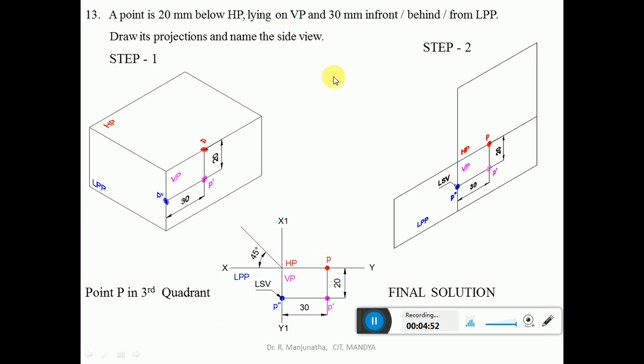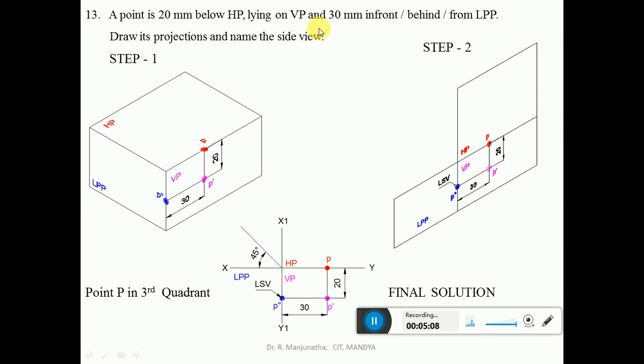So when you look from the left side view, we can see the distances of both the front view as well as the top view. So the front view distance is from p dash, you draw a horizontal projector directly. That means below HP, which is seen here. So here the front view distance of below HP is seen.